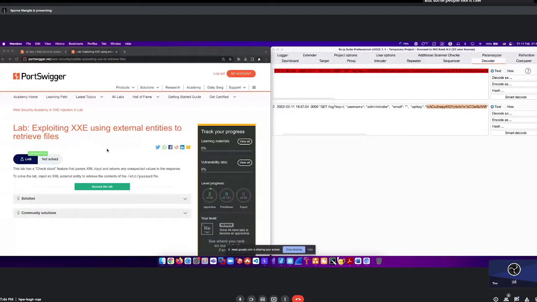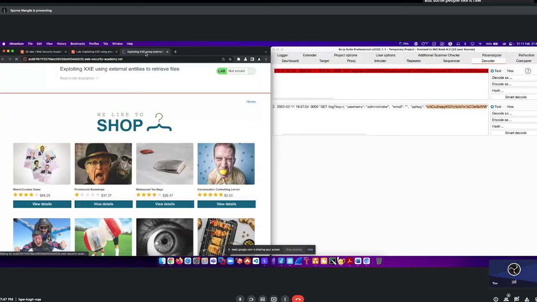Perfect. All right. So moving to the lab, let's open the lab. What it is asking us is, this lab has a check stock feature that passes XML input and returns any unexpected values in the response. To solve the lab, inject an XML external entity to retrieve the content of the etc password file. Okay, that shouldn't be hard.